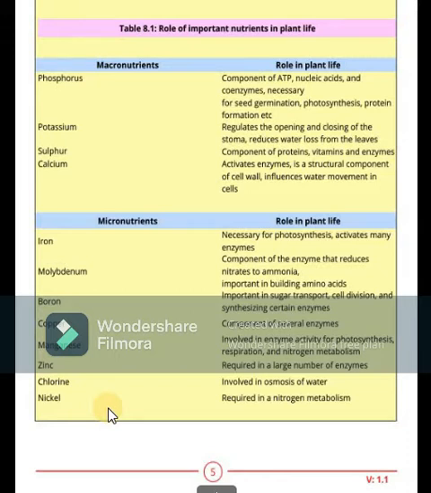So through this you can see that these are all important components for plant life, and the absence of any nutrient can affect the plant and cause abnormality in it.